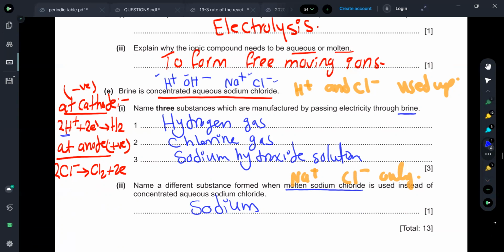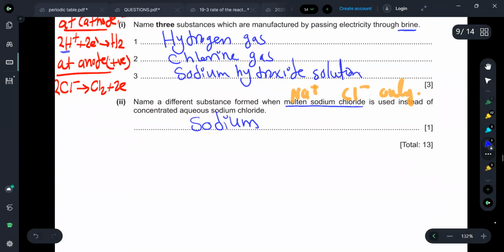And then at the anode, negative ions move toward the positive electrode. Which one is oxidized, OH or Cl? We use concentrated brine, so we have many Cl ions. Chloride has more ions than OH, so it is oxidized to form chlorine gas. We have used the H at the cathode and the Cl at the anode, so at the end of electrolysis we have sodium hydroxide solution.